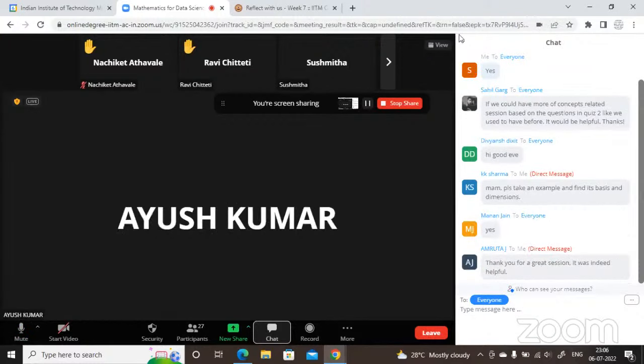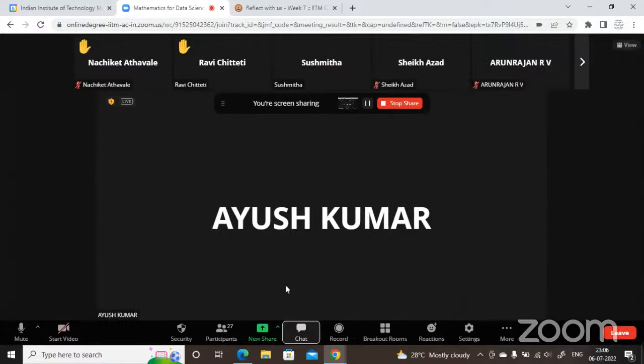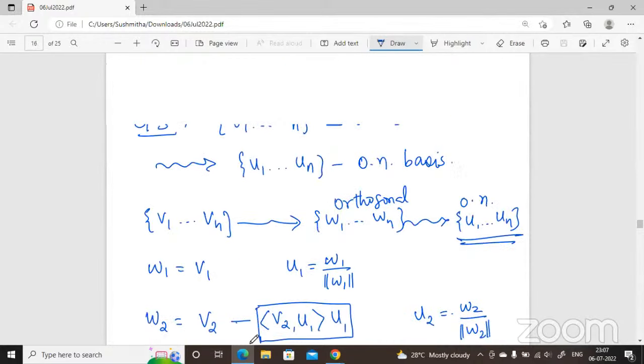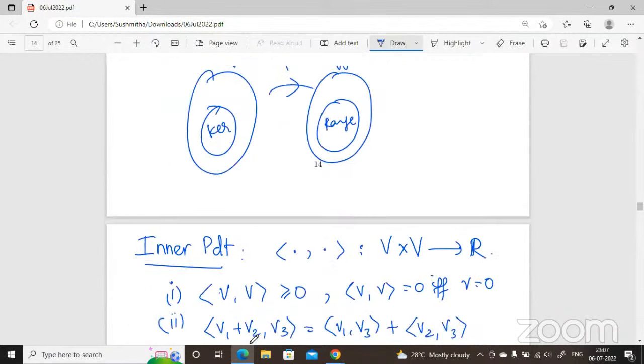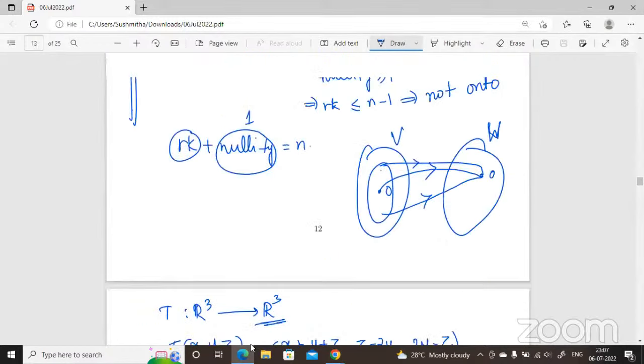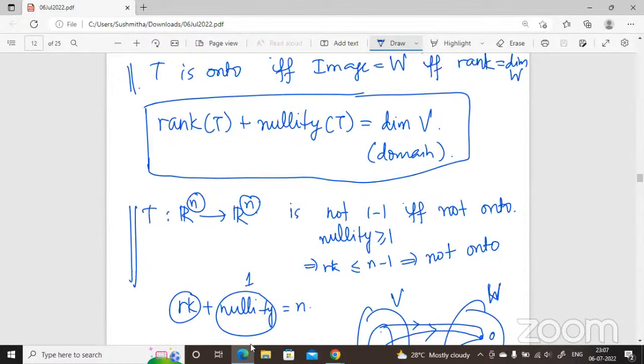Ma'am, in one of your tutorials, can I ask something? Yeah, please. In one of your tutorials, I've seen that it is written that if dimension of V is equal to dimension of W, then T is 1 to 1 if and only if T is onto. So is the converse also true, or is just this one true? Converse is also true. It's if and only if. T is not 1 to 1 if and only if it is not onto. This is all happening because of the same dimension. So the converse will also be true, right? Yeah.